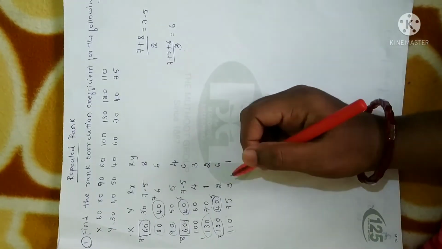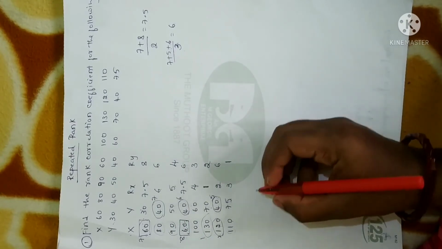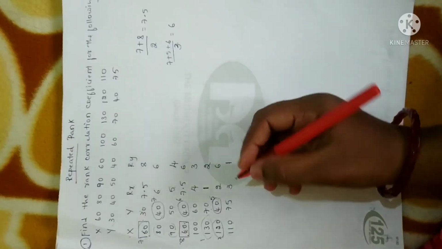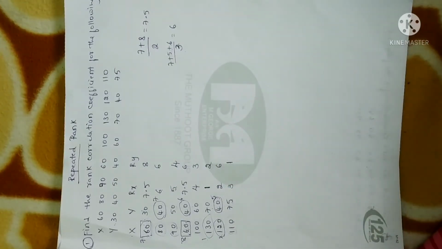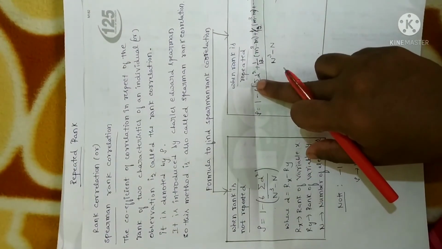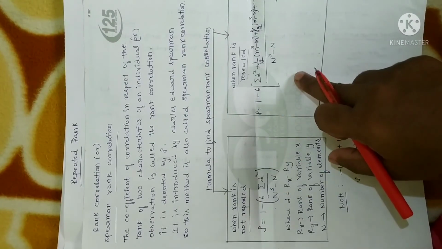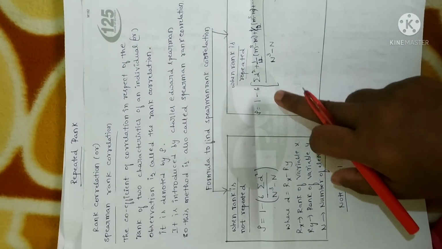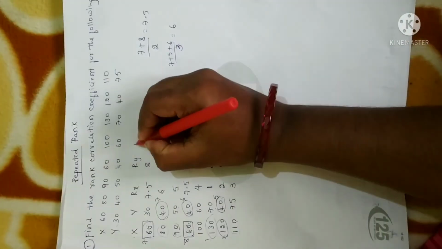Now since the rank is repeated, first let me write down the formula. Anyhow, if the rank is repeated, then also we need the value of D to calculate, right? So you can see in both the terms you have D here. Whether the rank is repeated or not repeated, you need to calculate the D value. The D value can be calculated by using the same formula, Rx minus Ry. So first let me calculate the D value.